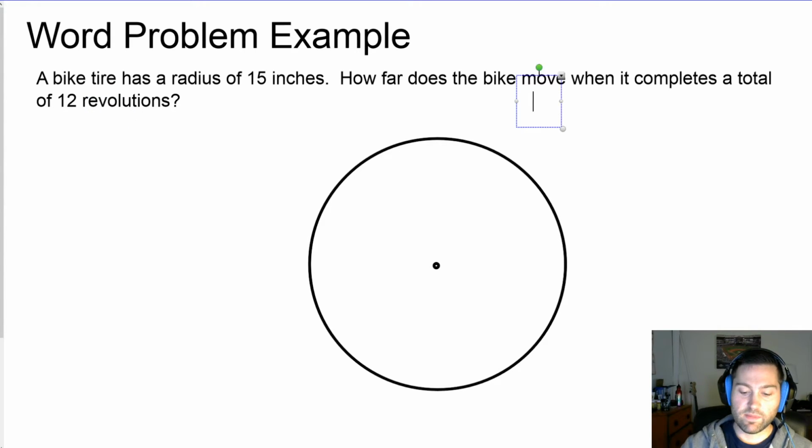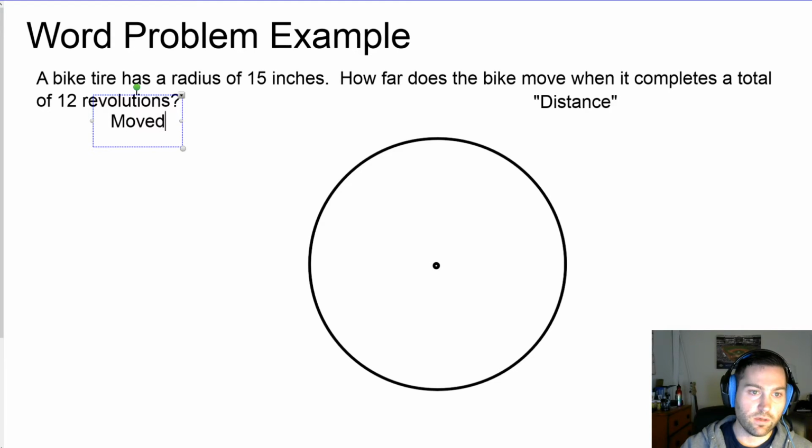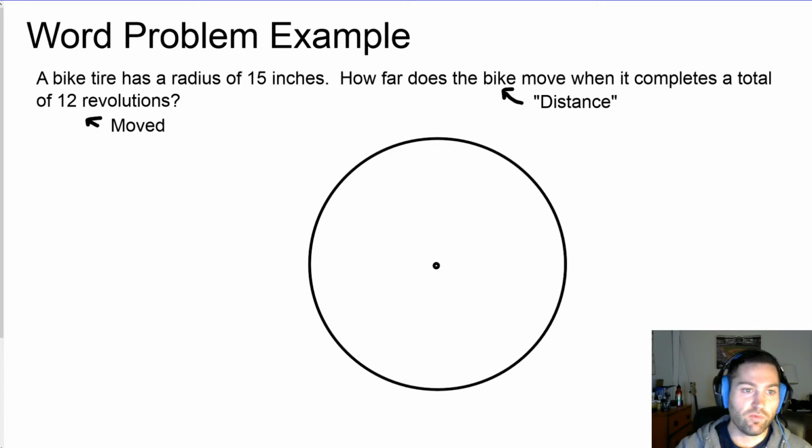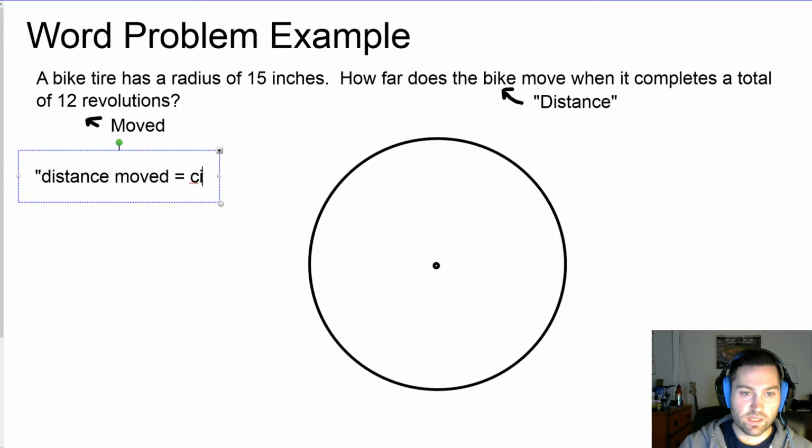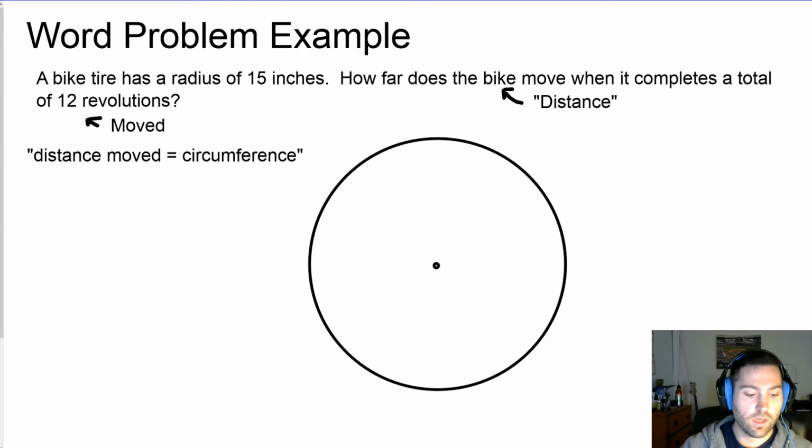So again, that's me thinking distance. And then distance moved here. So I guess we're talking about how far the distance is that's being moved. And the phrase distance moved would, again, clue me that this is going to be a circumference problem. Lots of applications for circumference. So I would use the formula circumference is equal to the diameter times pi.